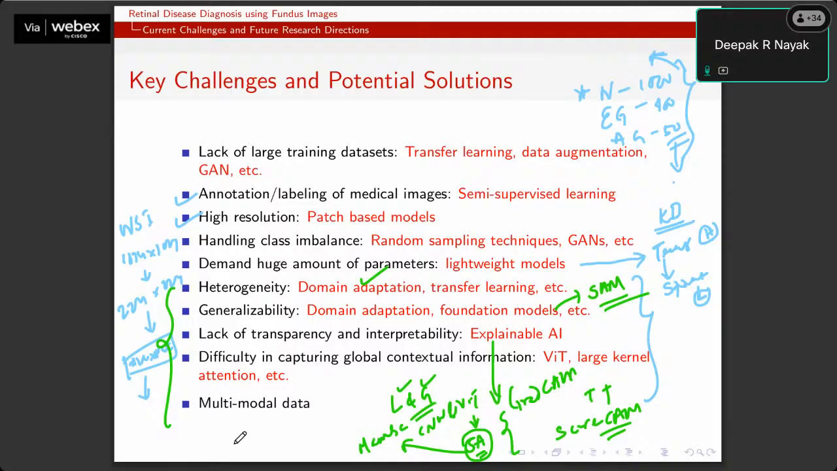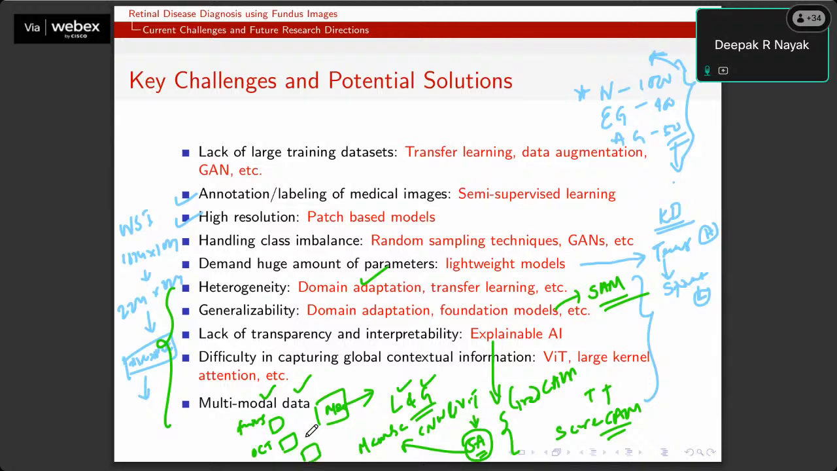Multimodal data is also playing a very important role nowadays, right? So instead of using one particular type of data or one particular type of medical imaging modality, if you can integrate different types of medical imaging modalities, the decision-making capability of the model is really going to be high. What I'm trying to say here is, for example, instead of taking only the fundus image of a patient and sending it to the model to take the decision, we can also have the OCT of the same person.